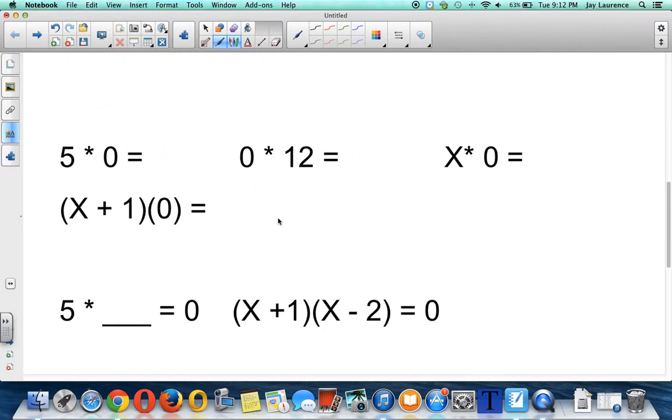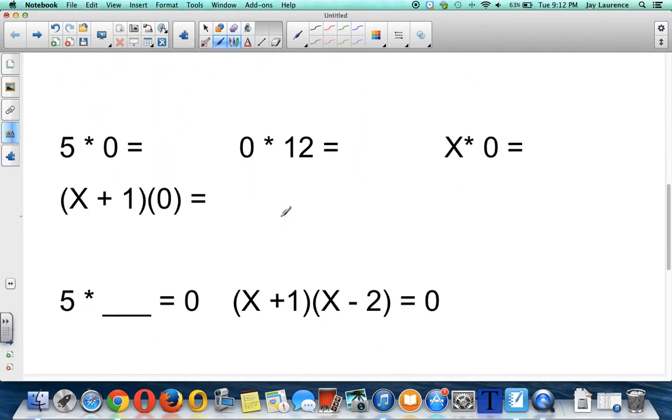All right, now we're going to change direction seemingly, but not really here. I want to know what 5 times 0 is. Yeah, you're absolutely right. Of course, it's 0. And how about 0 times 12? Of course, it's 0. And then what's x times 0? What is x times 0? Yes, absolutely, 0. Whenever I multiply a number by 0, I get 0 for an answer. That's very important. Did you hear what I just said?